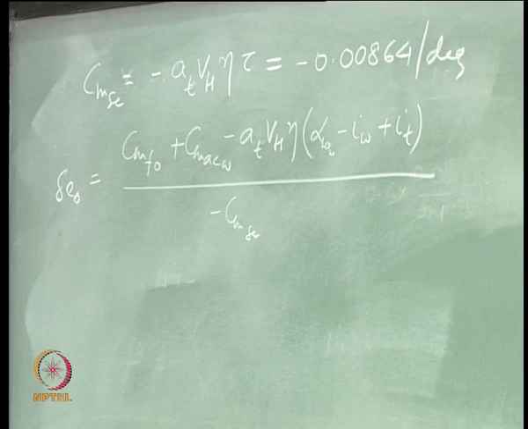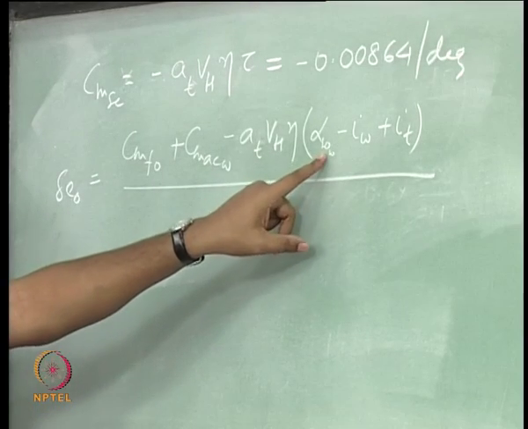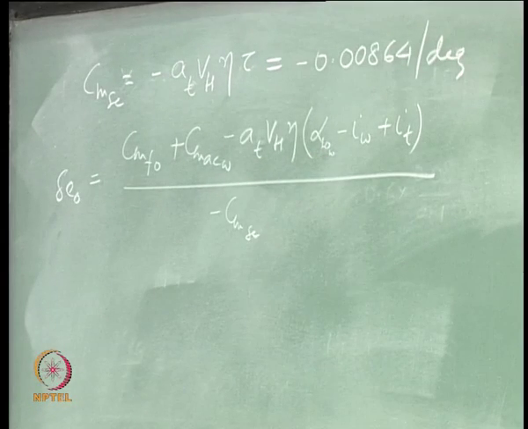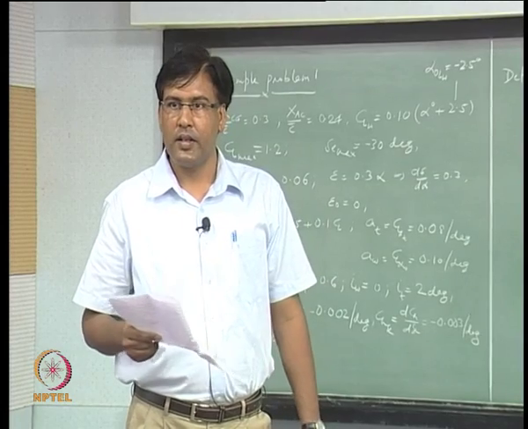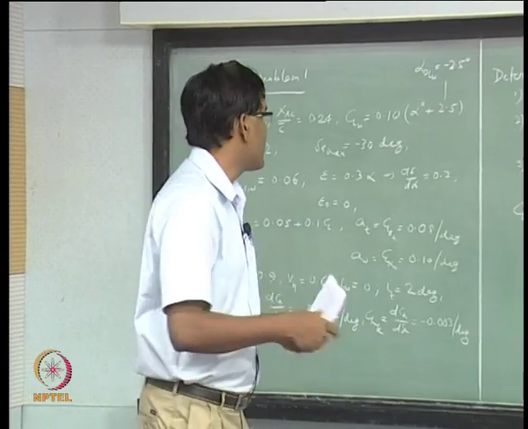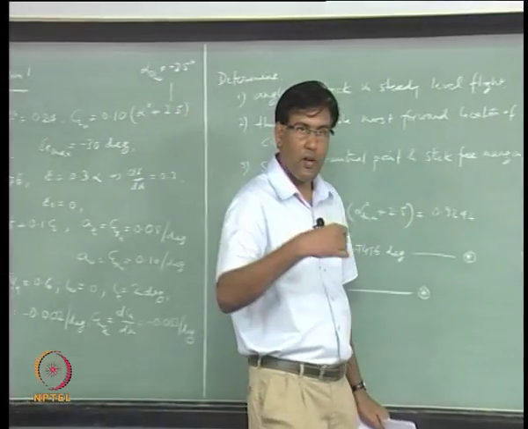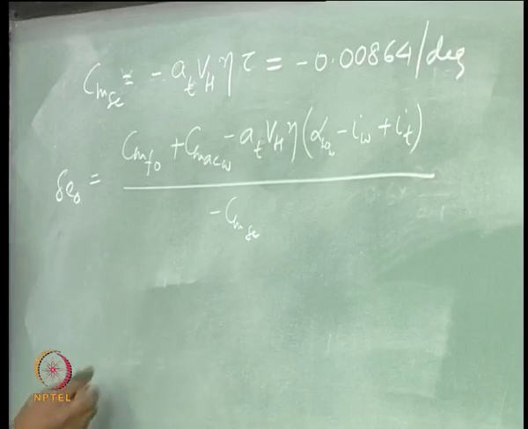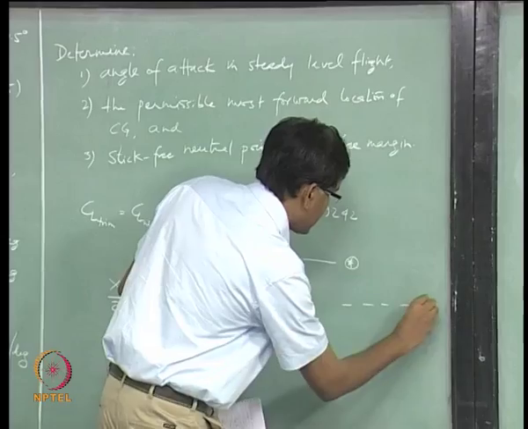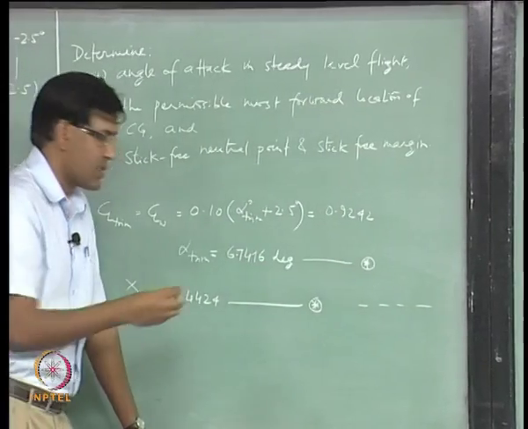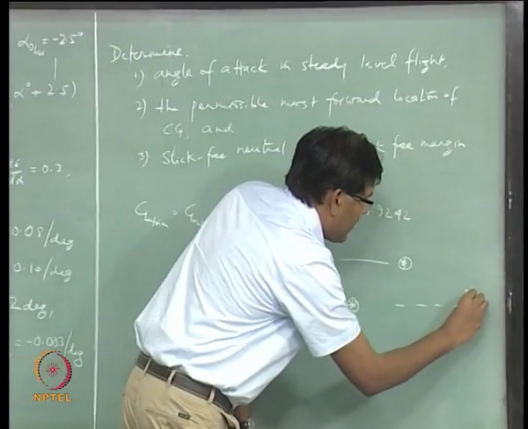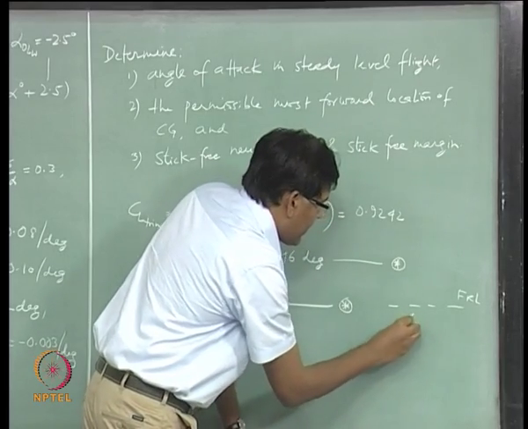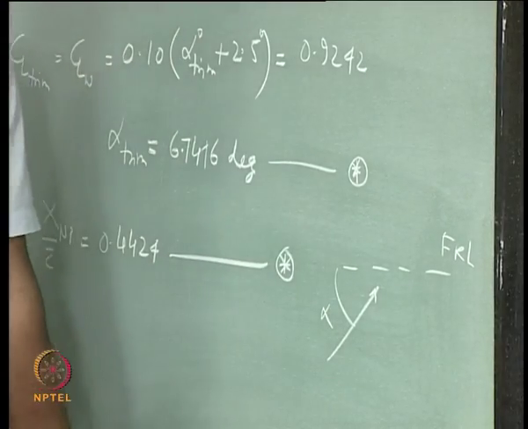Right, I am setting the alpha trim to 0, but still have this 0 angle of attack of the wing. So alpha w here is now also including that alpha 0 LW. Remember we are talking about this fuselage reference line, and your alpha is this.